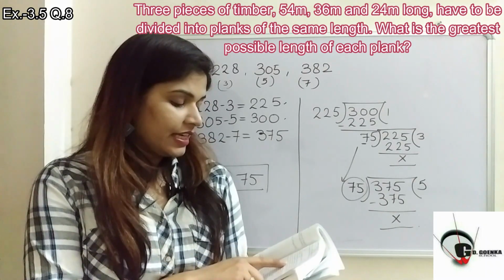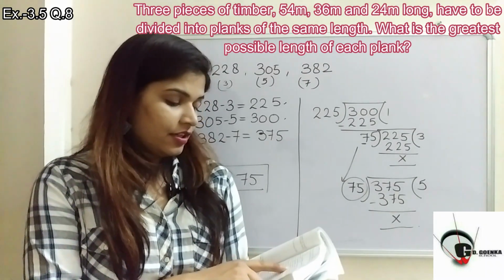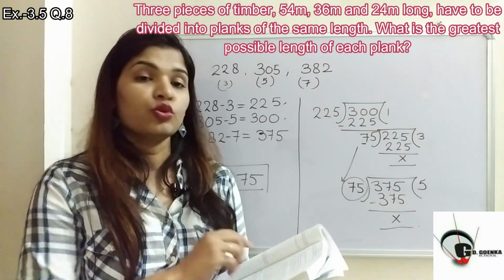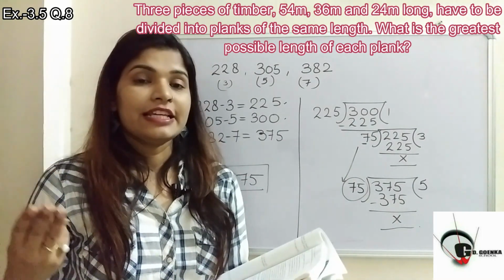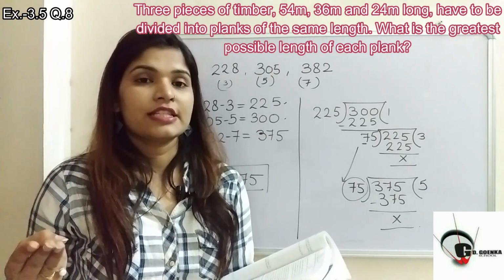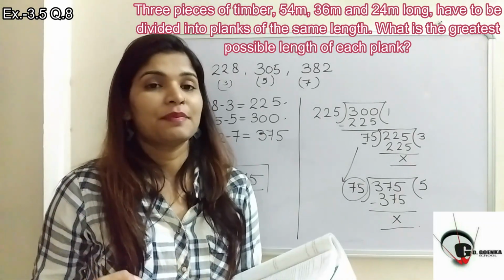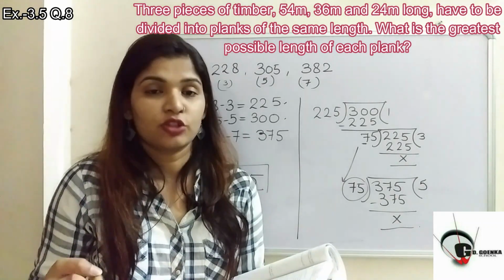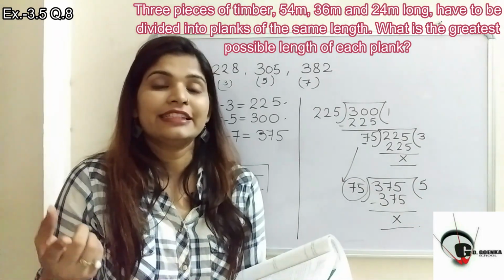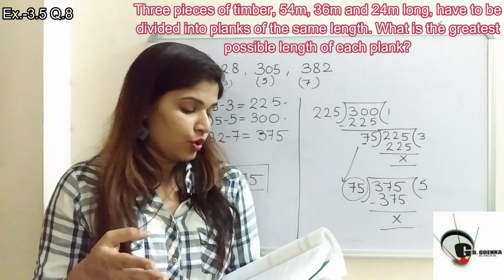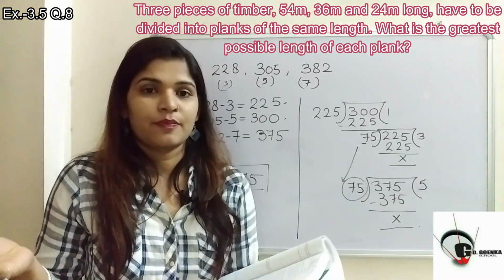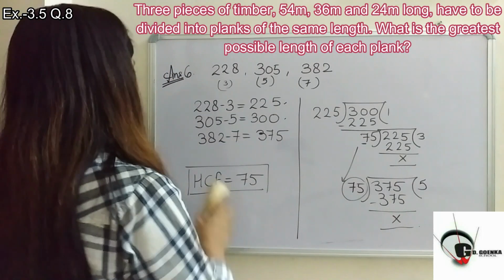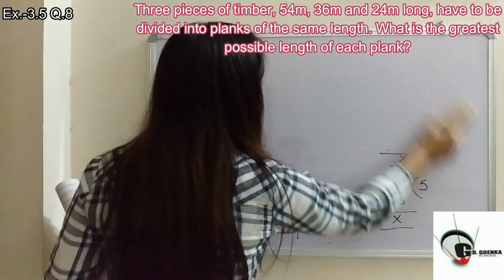Here you have seen the words greatest possible length. Whenever you see words like greatest, largest, longest in such questions, that means you need to take out the highest common factor, HCF, because highest is also a synonym of these words: greatest, highest, longest, biggest, like this. So let us see how to solve this question now.